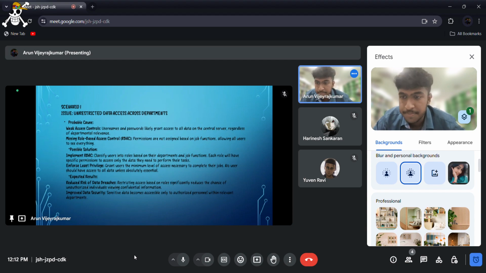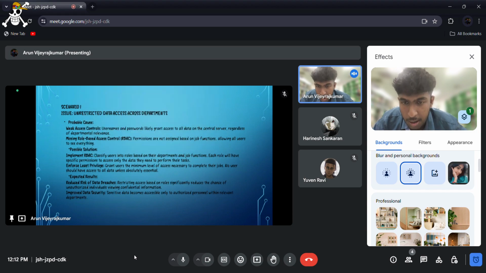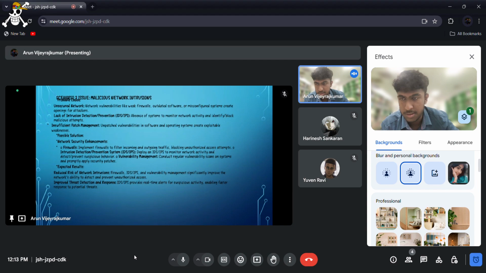Expected result: reduce risk of data breaches. Restricting access based on role significantly reduces the chances of unauthorized individuals viewing confidential information. Improve data security: sensitive data becomes accessible only to authorized personnel within the relevant departments. Next, I will pass to the second presenter.